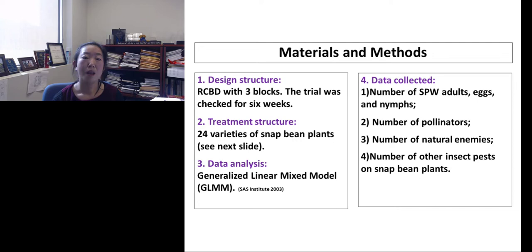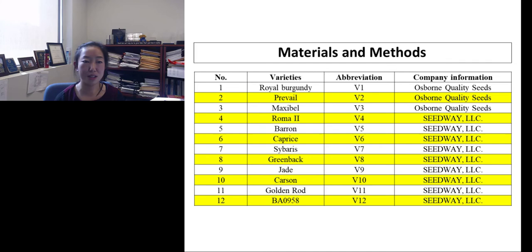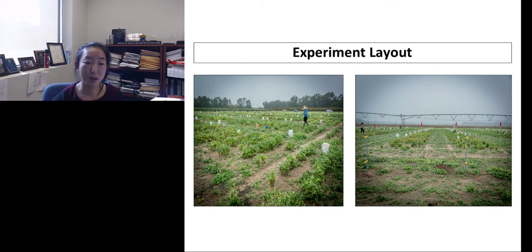The data we collected includes four parts. The first is the number of sweet potato whitefly adults, eggs, and nymphs. Second is the number of pollinators. Third is the number of natural enemies. Fourth is the number of other insect pests on snap bean plants. So that's for the experiment, and you can see more information from those slides about the 24 varieties of snap bean plants.